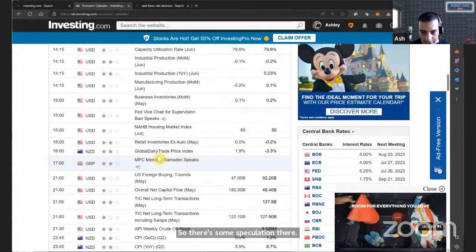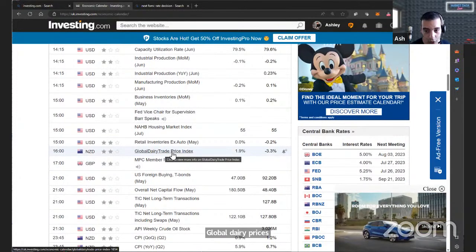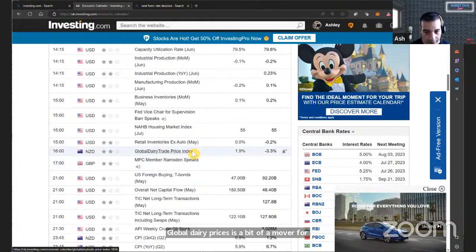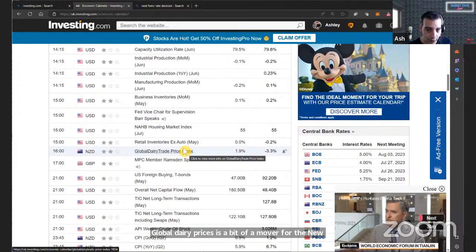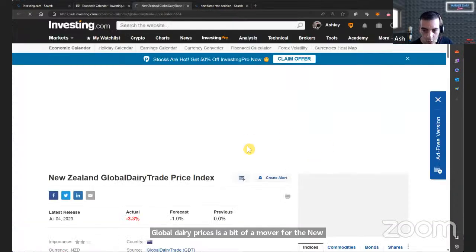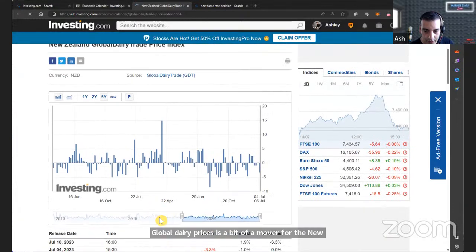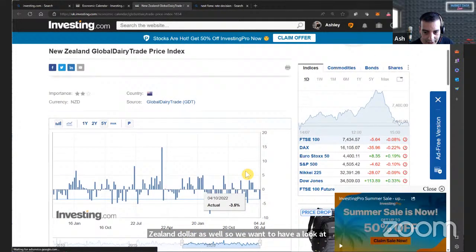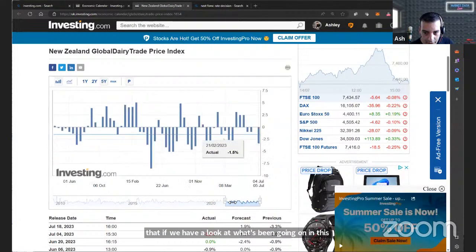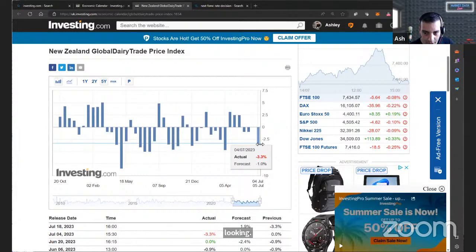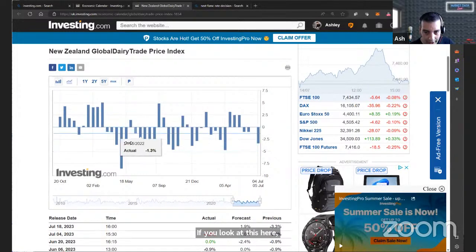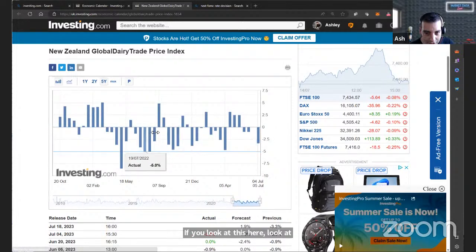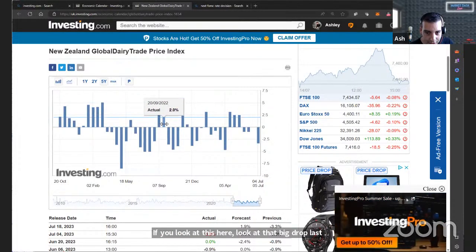Global dairy prices is a bit of a mover for the New Zealand dollar as well. So we want to have a look at that. If we have a look at what's been going on in this metric for a number of months, then it's pretty negative looking. Look at that big drop last time out.